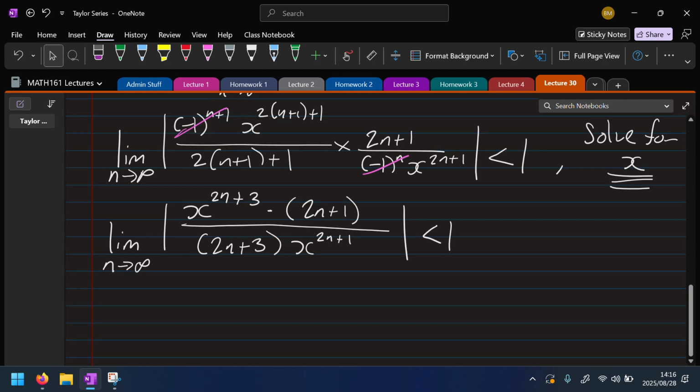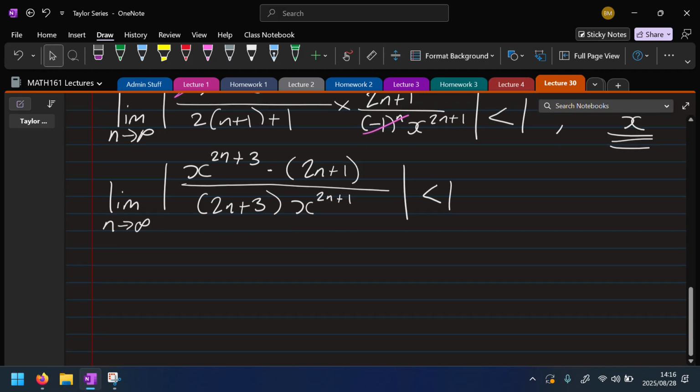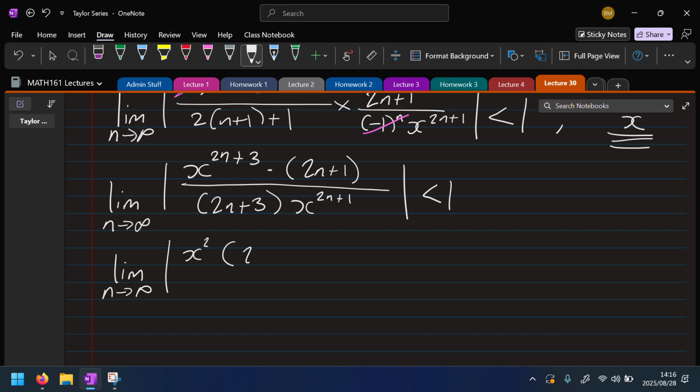Okay, a few more things will cancel. In the top, we have x to the 2n. In the bottom, we have x to the 2n. They can go. Then we have x cubed at the top, x at the bottom. So we'll have x squared at the top. Okay, so we got x squared. And then we still got that 2n plus 1, and then the 2n plus 3. And the other x's we cancel top and bottom.